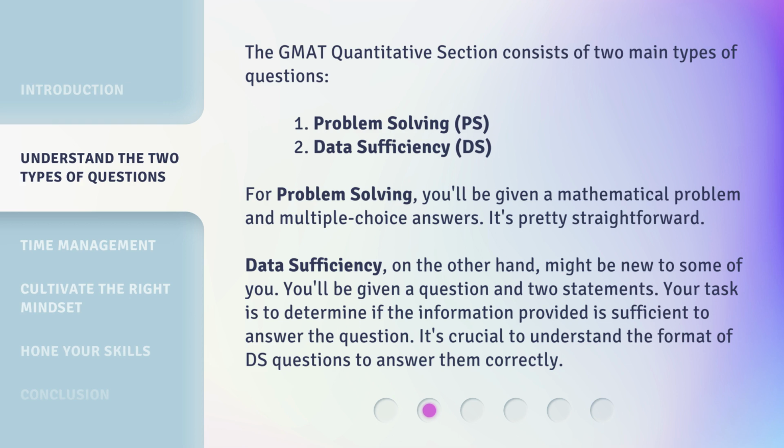The GMAT quantitative section consists of two main types of questions. 1. Problem solving, PS. 2. Data sufficiency, DS. For problem solving, you'll be given a mathematical problem and multiple choice answers. It's pretty straightforward. Data sufficiency, on the other hand, might be new to some of you. You'll be given a question and two statements. Your task is to determine if the information provided is sufficient to answer the question. It's crucial to understand the format of DS questions to answer them correctly.